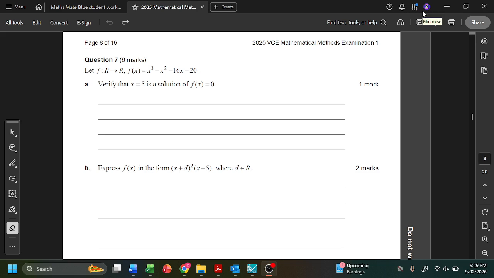This one we're breaking down a question from last year's exam 1. So we need to try and answer this one without using a calculator.